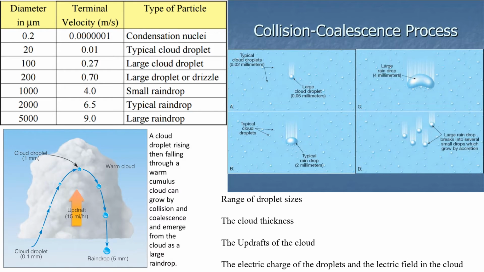Now, as part of the precipitation process, we'll be talking about the collision and coalescence process. In a cloud with the top warmer than about minus 15 degrees centigrade, the collision-coalescence process can play a significant role in producing precipitation.